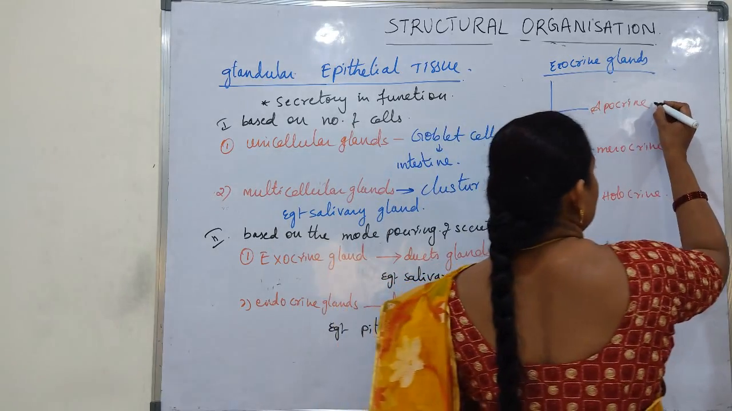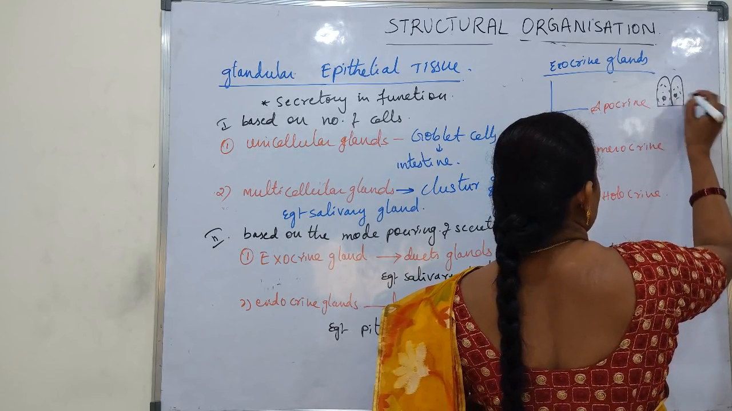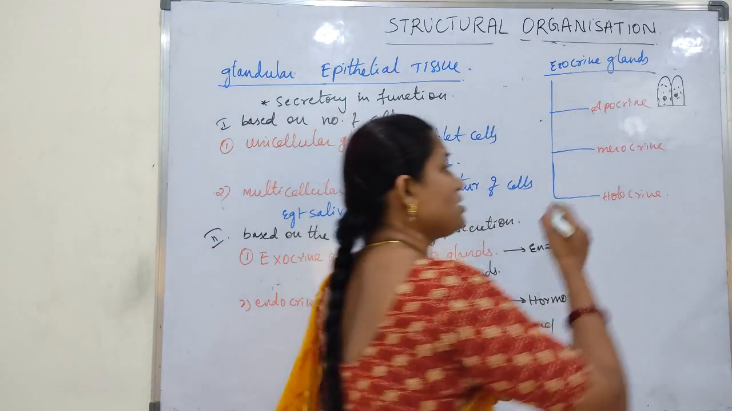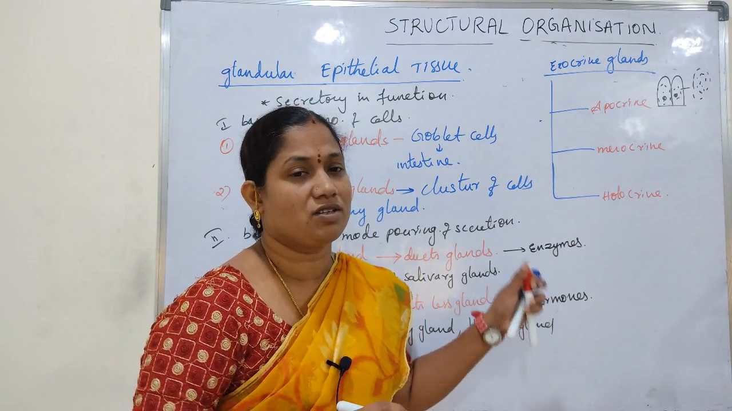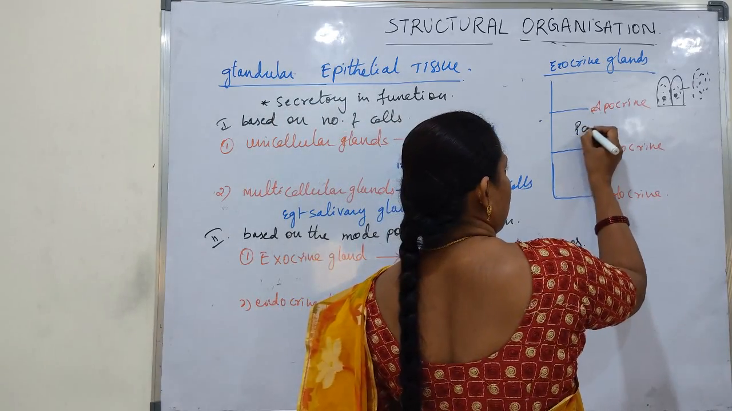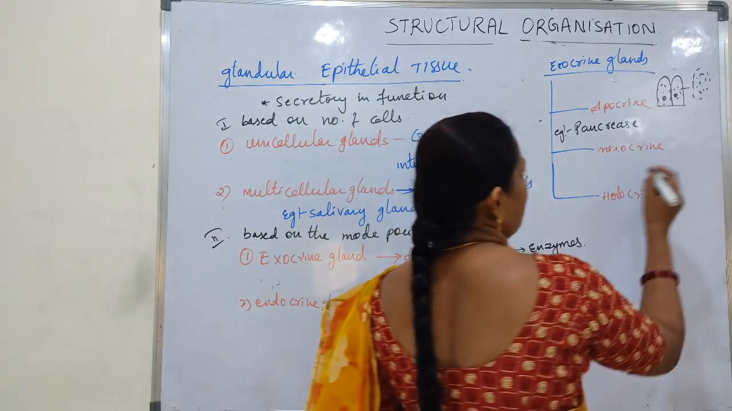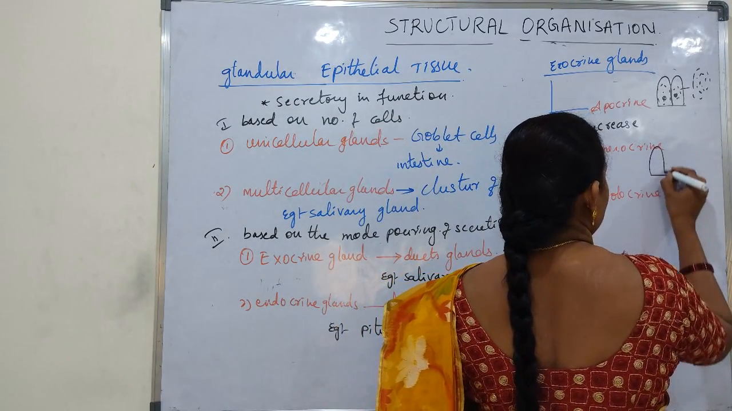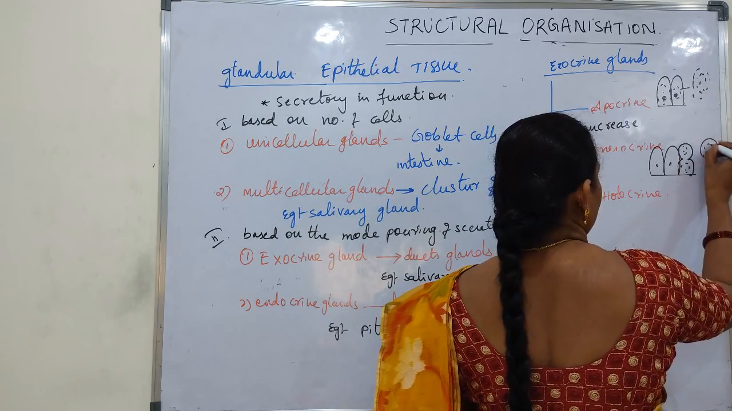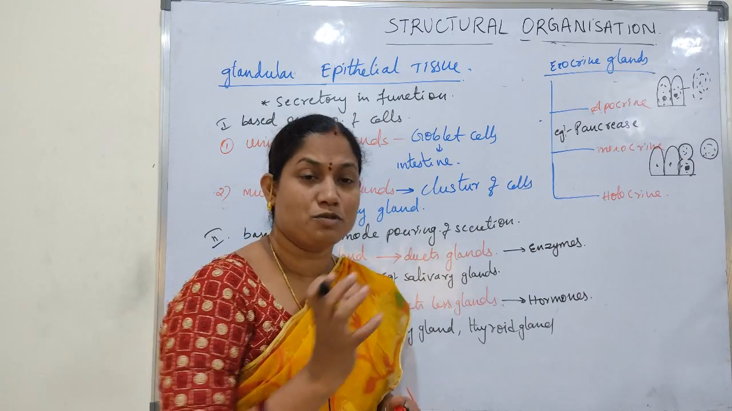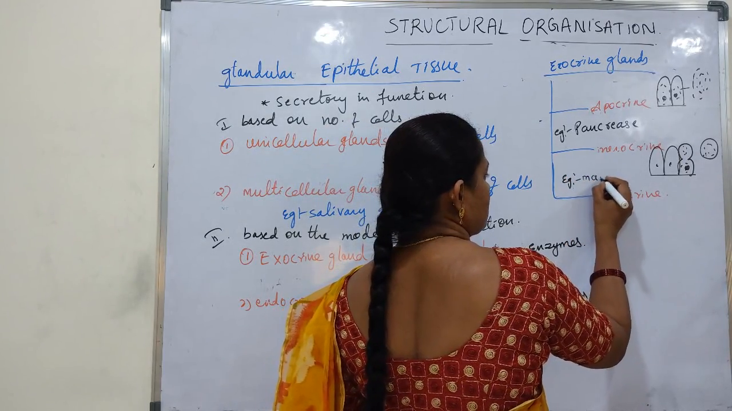Apocrine glands means during the secretion, for example, here these are the cells which secrete the enzymes. During the secretion, they secrete only the secretion, without damaging the cell, and release it into their target place. An example is the pancreas. Next, merocrine means that during the secretion process, half of the cell part is pinched off along with the secretion. So they are called merocrine. Example, mammary glands.